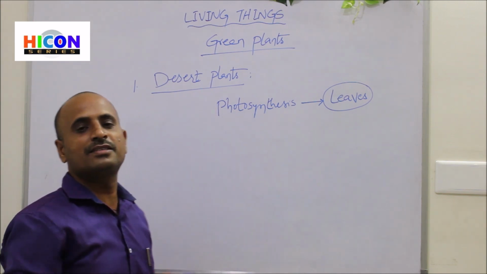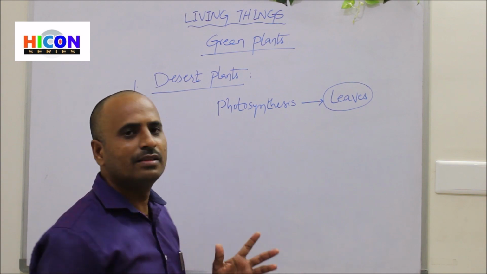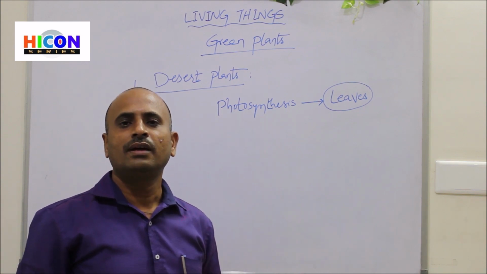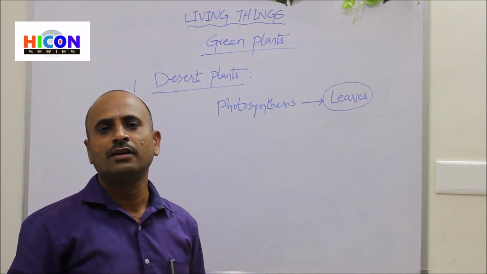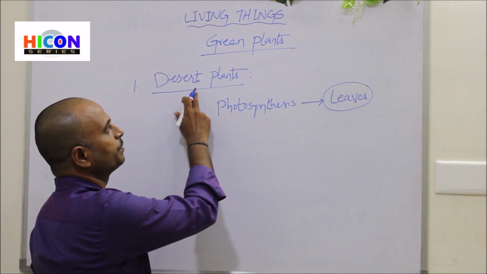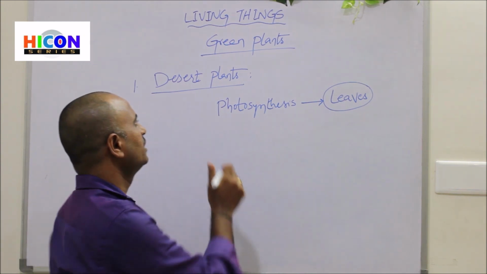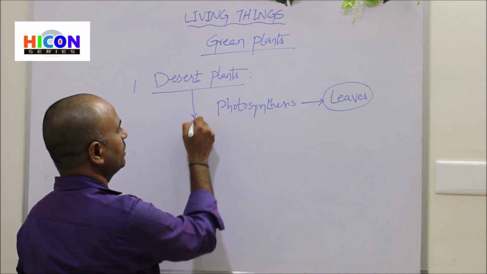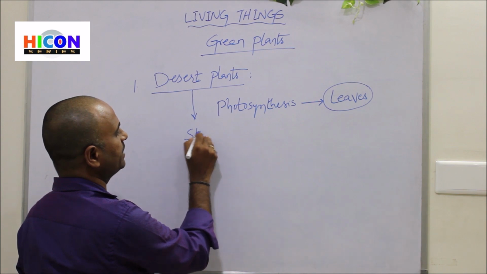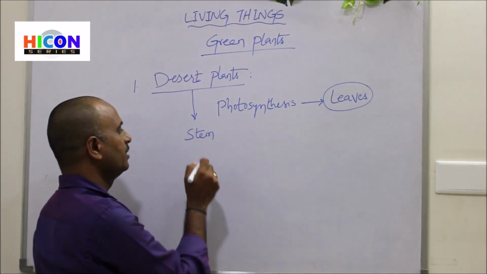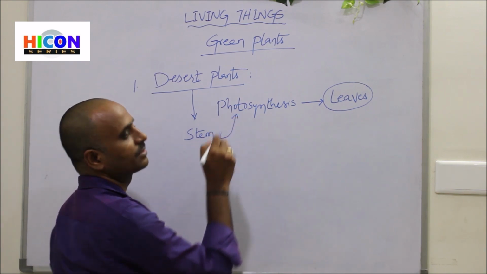But desert plants do not have leaves. Then how do the desert plants prepare their food? They don't have any leaves, so how can they prepare food? Desert plants prepare their food with the help of stems, because in desert plants the stem is green in color, and the photosynthesis process takes place in the stems.